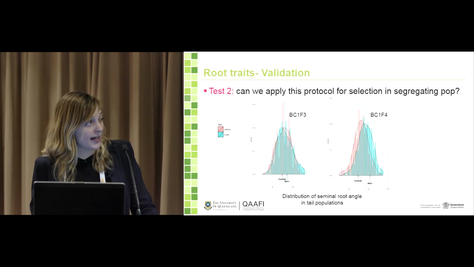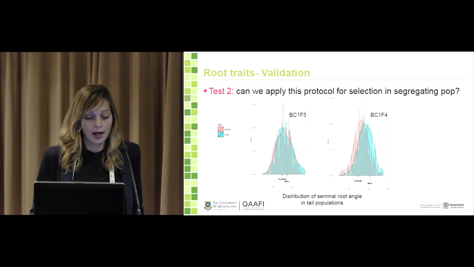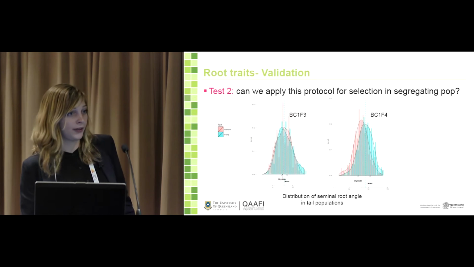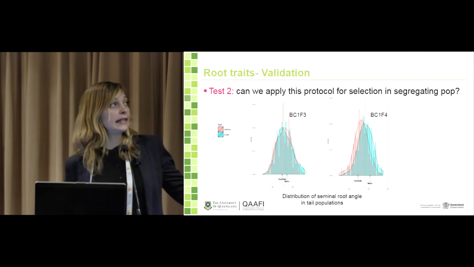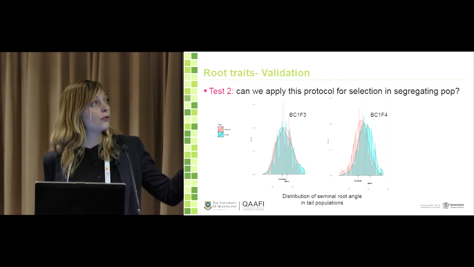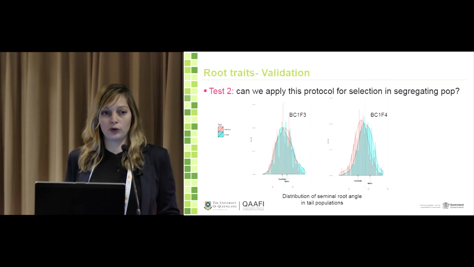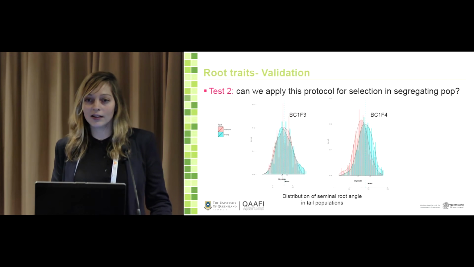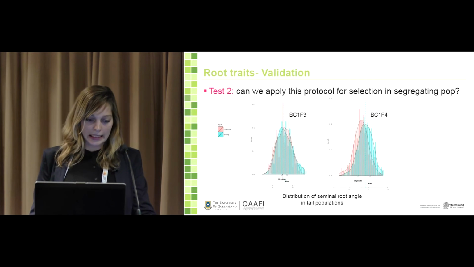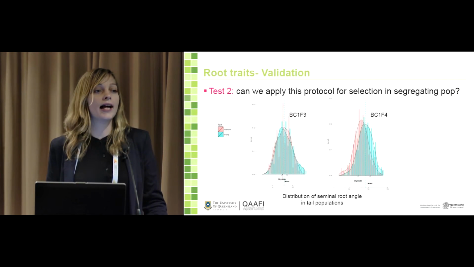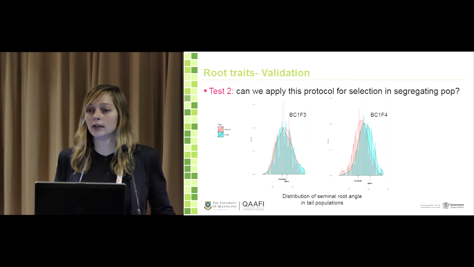And this is what I obtained. So this is the distribution of the root angle. On the left is for the BC1F3, on the right for the BC1F4. The colors correspond to the 2 different tails. In pink is the narrow tail, and in blue, the wide tail.